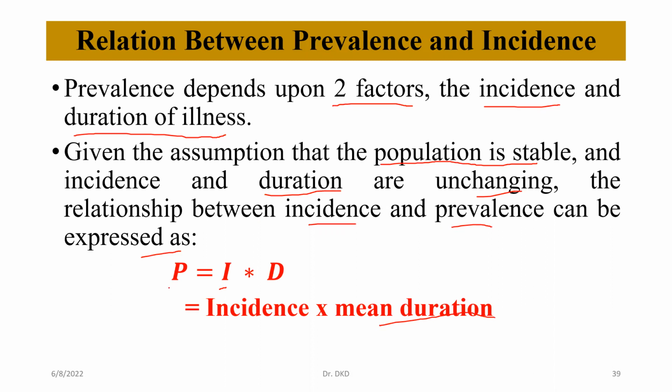So there are three points: prevalence, incidence, and mean duration of disease. If any two out of the three are given, the third one we can calculate with the help of this formula.